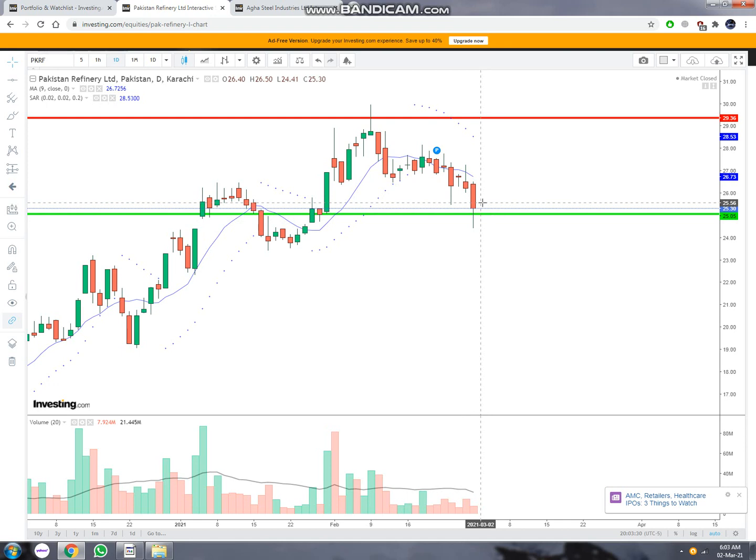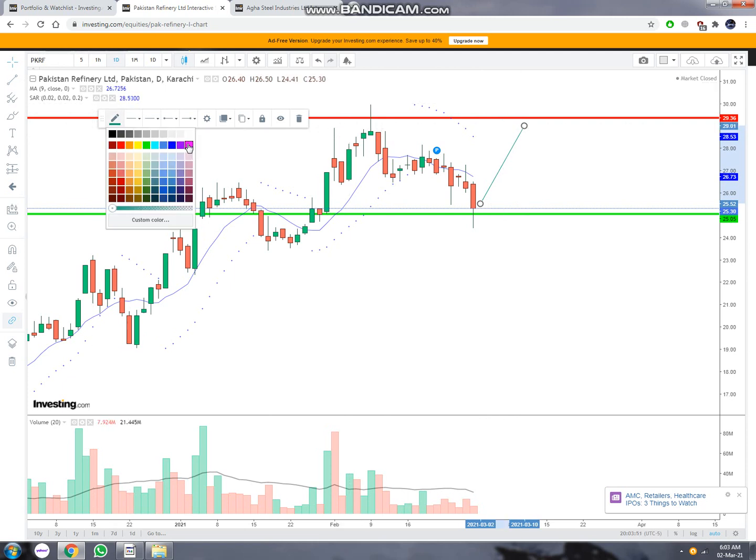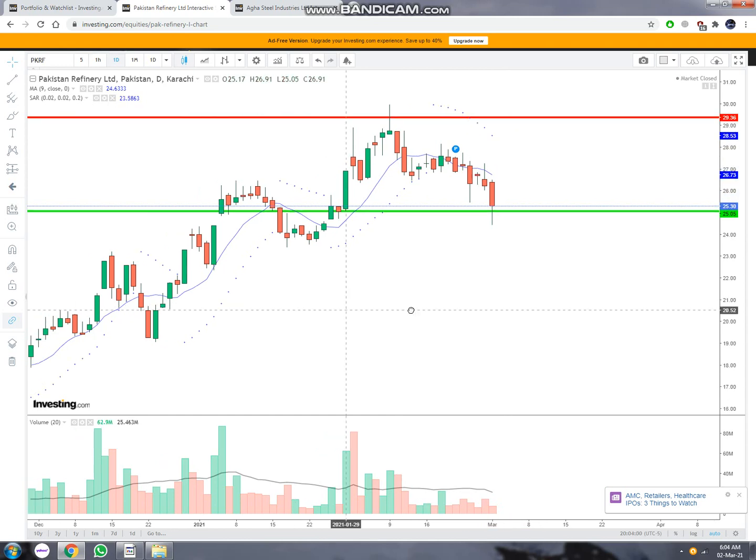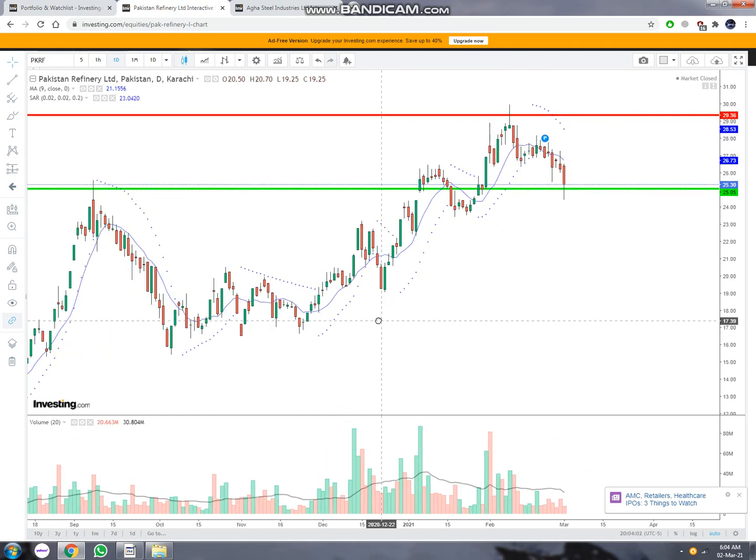if it opened somewhere at this line but closed above the previous day's close, then this means that this is a bullish trend. It will move in the upward direction. So if it moved like this, this is a great entry point and this is a great exit point. Sorry about that. So you'll have to find your support and resistance levels in major stocks or forex.